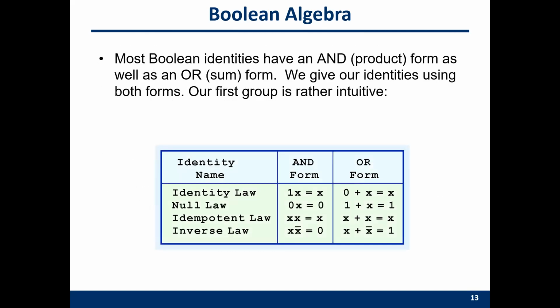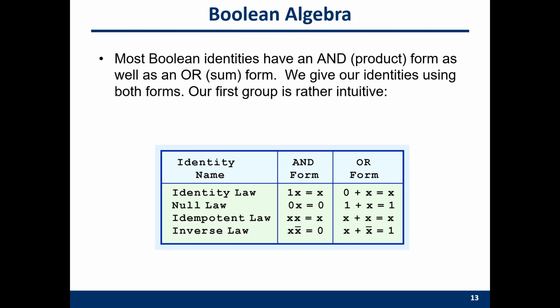So here are some laws. For example, the inverse law: x AND x bar is always 0. x OR x bar is always 1. So no matter the value of the variable x, how can we prove this? How can we prove this law?